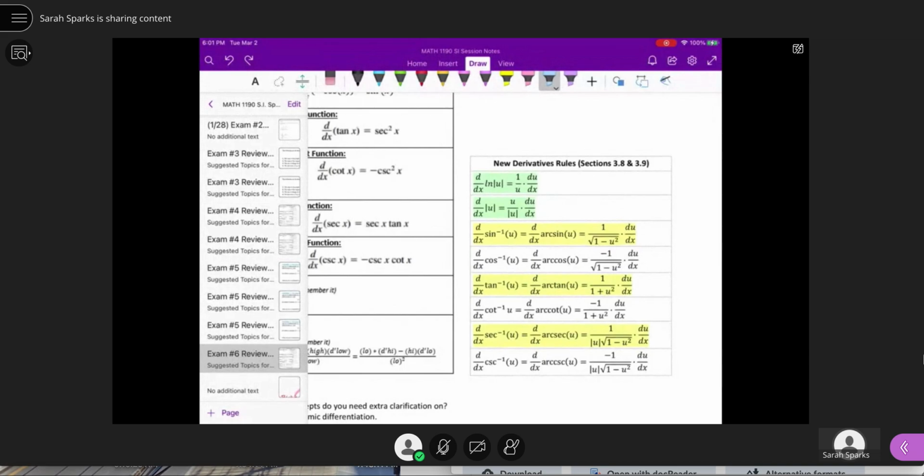In Calc 1, they actually only had me memorize these three. Not that the other three aren't terrible. They're very similar, but that's kind of why I have these highlighted, because you'll see more of these in general. And then the one under it is just the negative version of it.